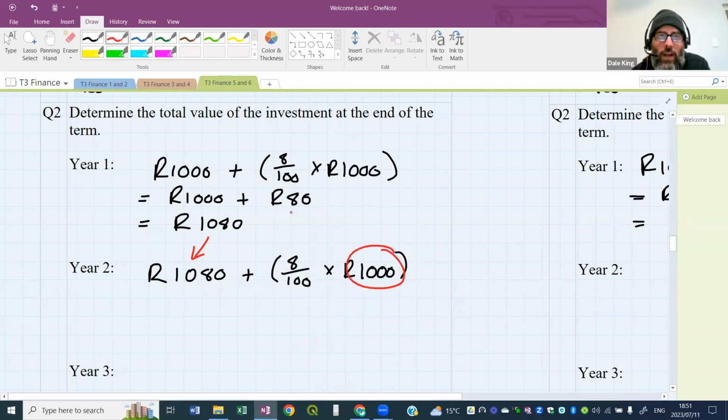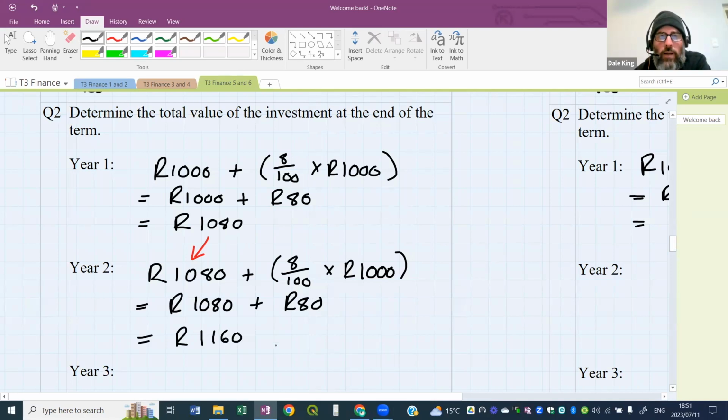This 1,000 Rand comes from the question. It's, you invest 1,000 Rand, it's always 1,000 Rand. All right. And we know that 8% of 1,000 Rand is 80 Rand, which means the balance in your bank account at the end of year 2 is 1,160 Rand. Okay. Now let's move over to the compound interest formula. If at any time, guys, you don't understand this, just shout.